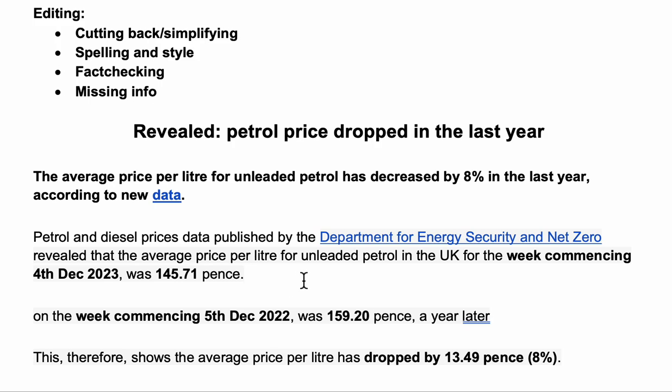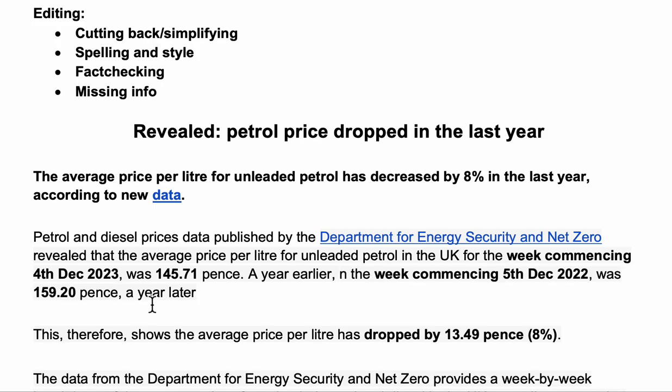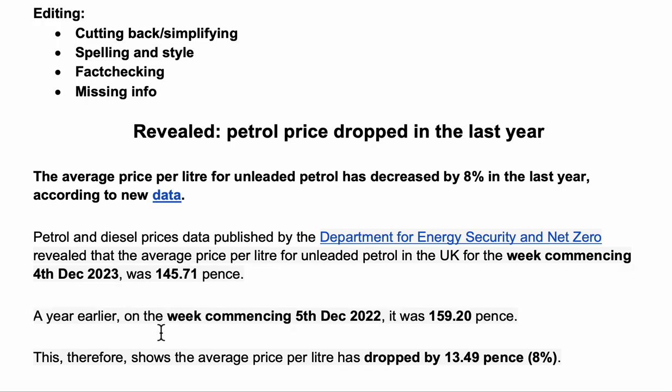Now, that's one fact. We can stop after we've given one fact, use a full stop, and start a new sentence. So a year earlier, on the week commencing 5th December 2022, it was 159.2 pence. So that structure's a little bit better. In fact, we can even put that in its own paragraph, and it makes it even punchier.